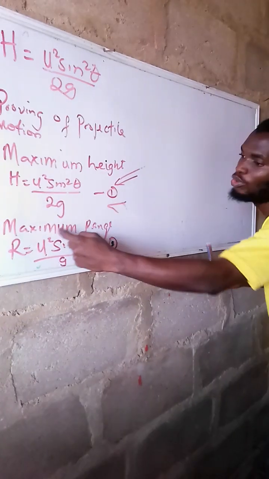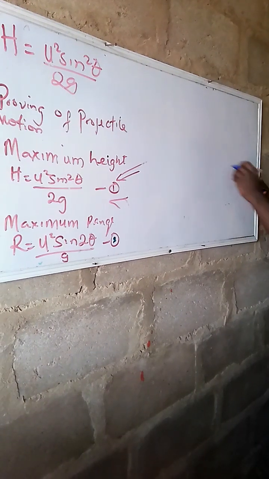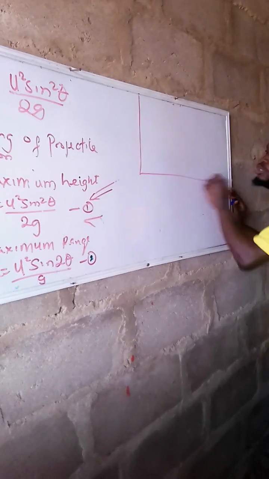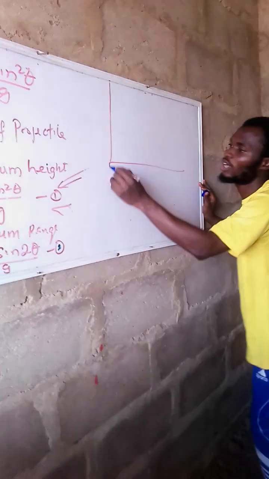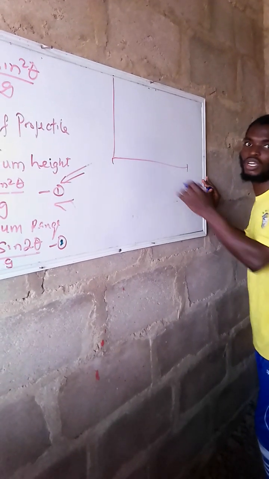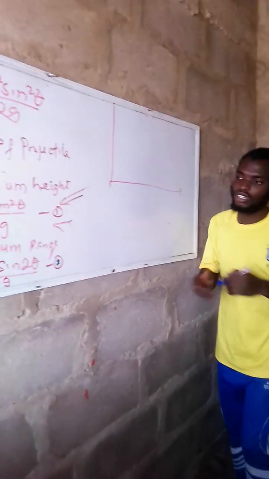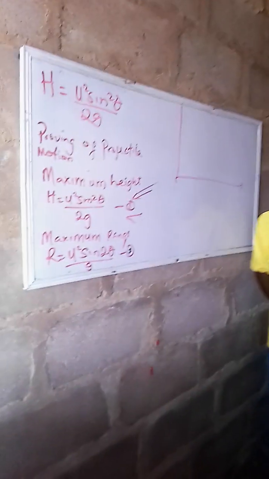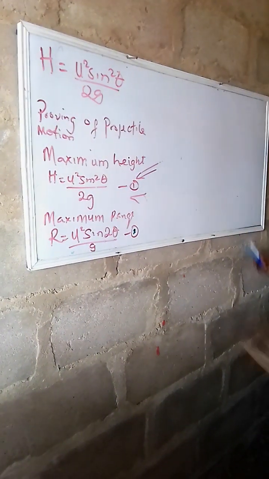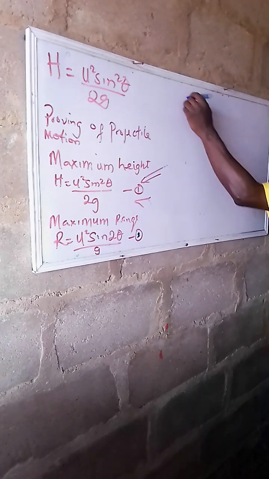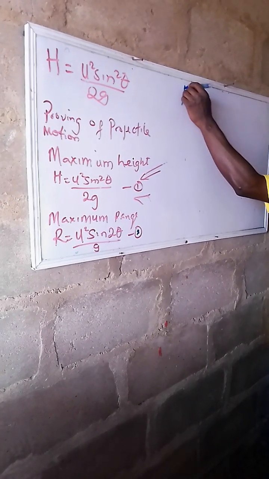So let's quickly do maximum range. I told you about maximum range when I drew the diagram of projectile motion. I call this the horizontal range. It's still the same thing as maximum range. That's what we want to prove now. Recall that. Just know that this is what you use.